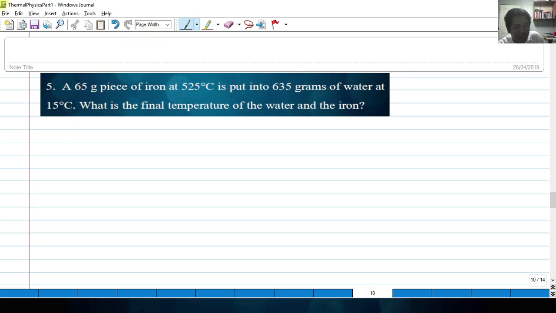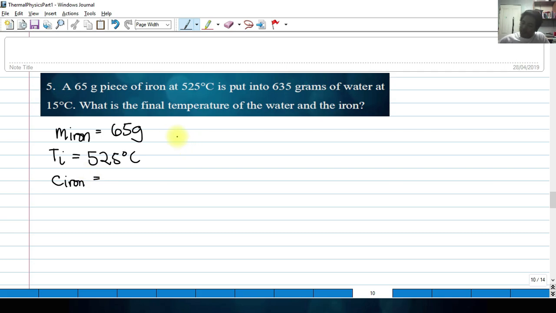So we have the mass of iron, and the mass of iron is 65 grams. Okay? And the initial temperature of the iron is 525 degrees Celsius. Okay? And please forgive me, I forgot to actually include the C of iron, and that is basically equal to, if I'm not mistaken, 0.45 joules per gram degree Celsius. Okay, so that's the C of iron.